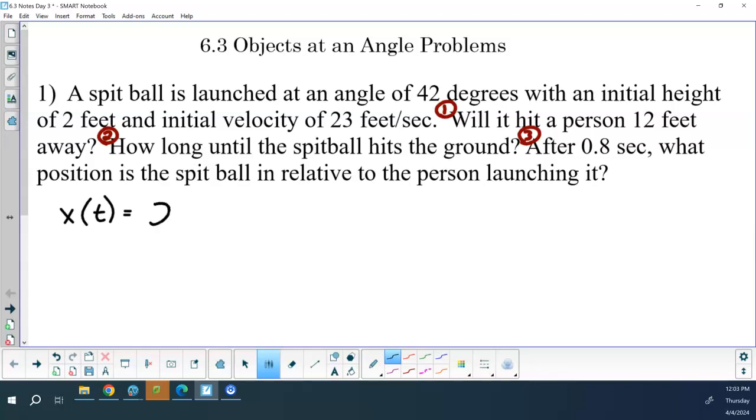23 cosine of 42? And then? Need a variable in it. Times t. Yeah. Okay. What's my y of t function? Negative 16t squared.